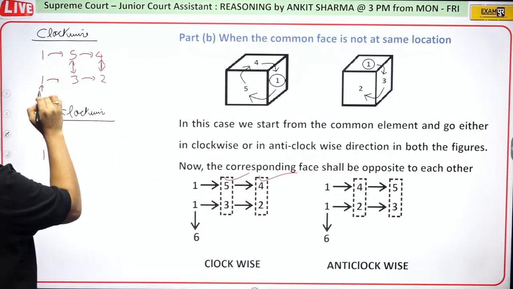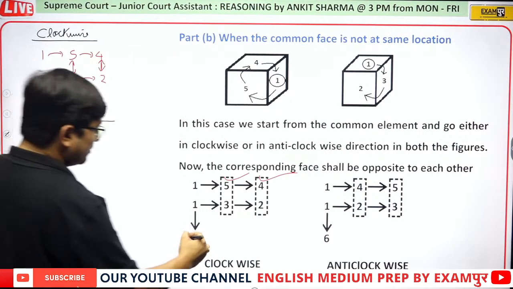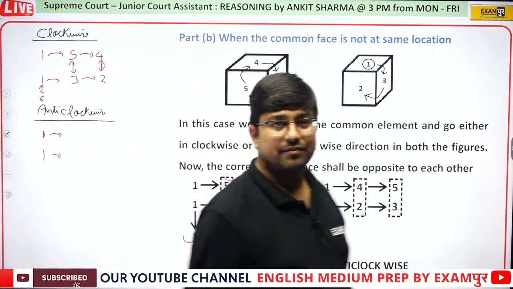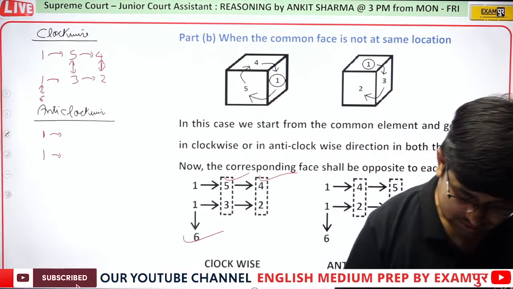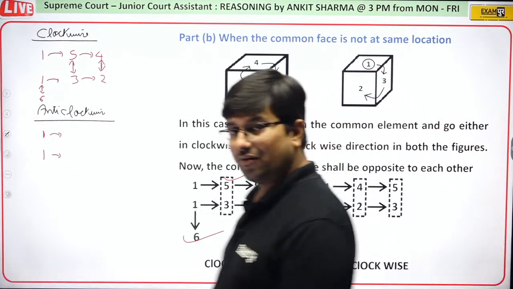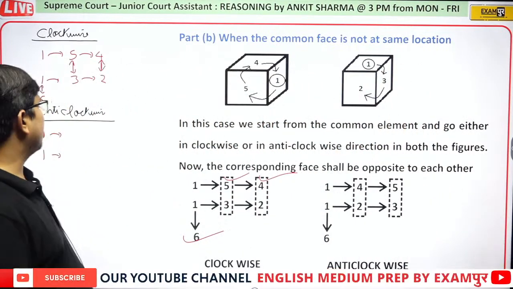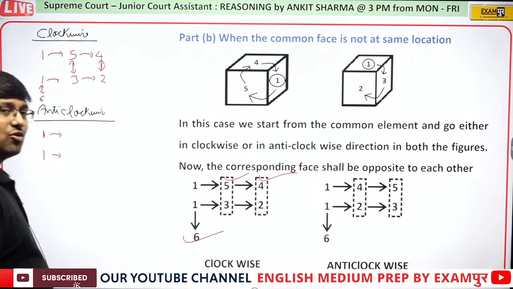And now 1's opposite, what is remaining? 6. And that is the right one, my dear students, isn't it? Yes or no? Now, if you go in anti-clockwise, the rule is you will start from the common element.